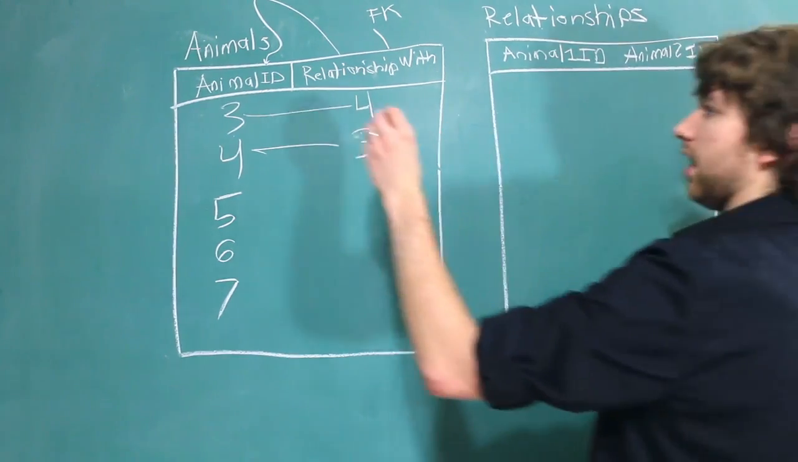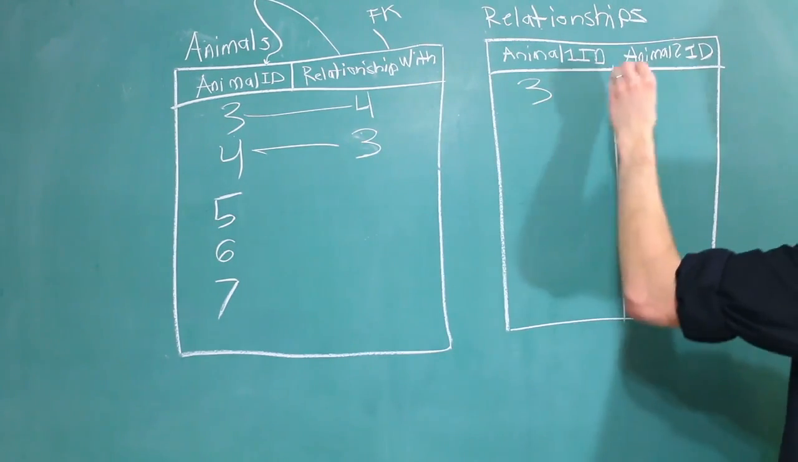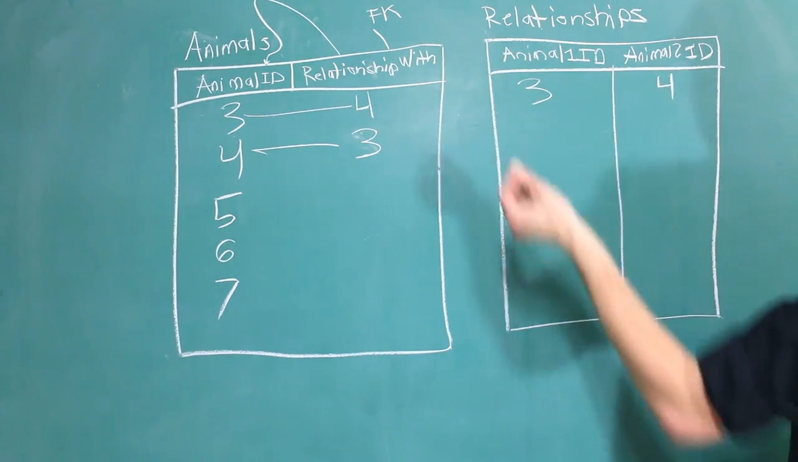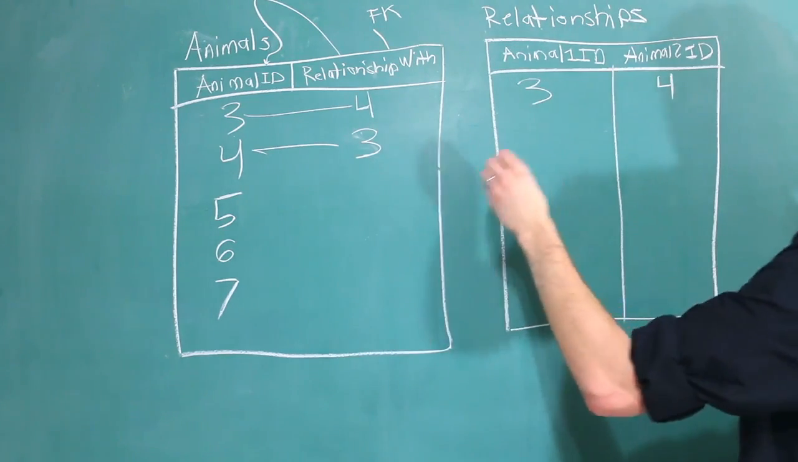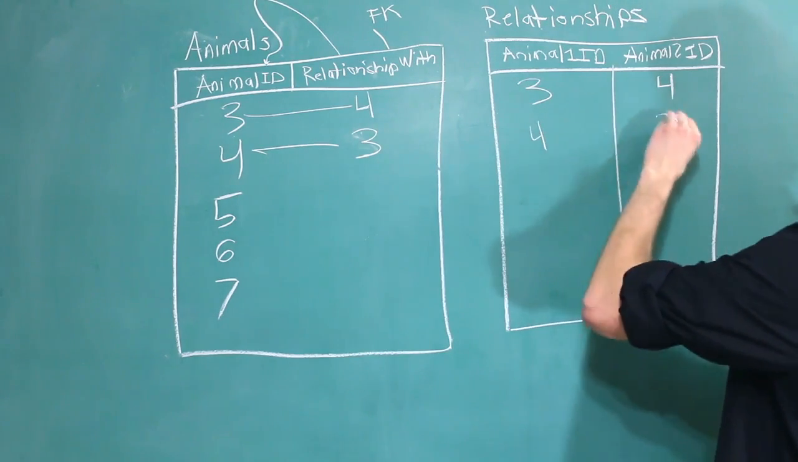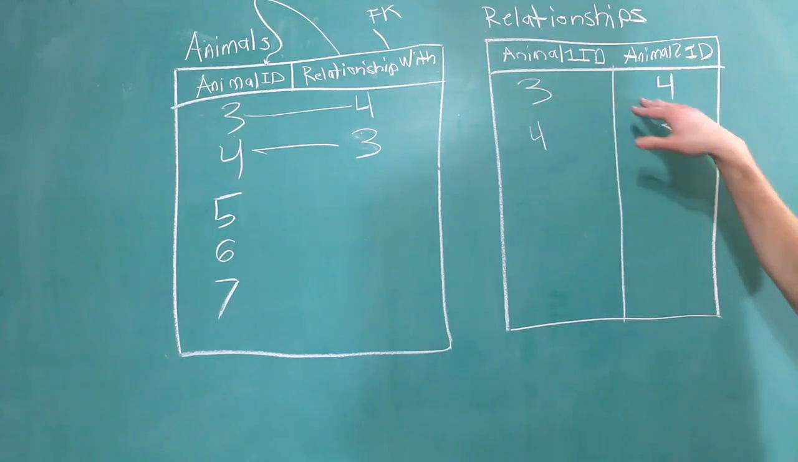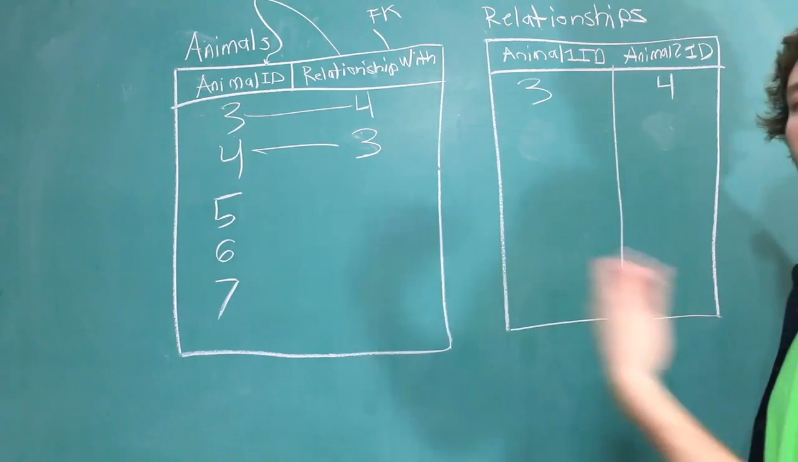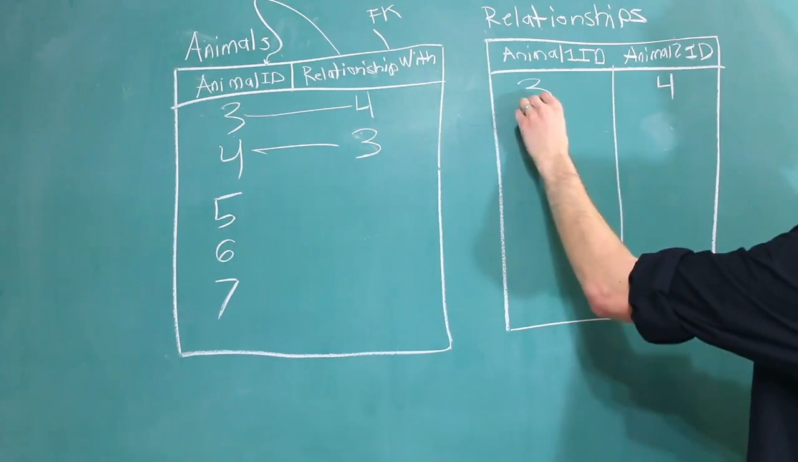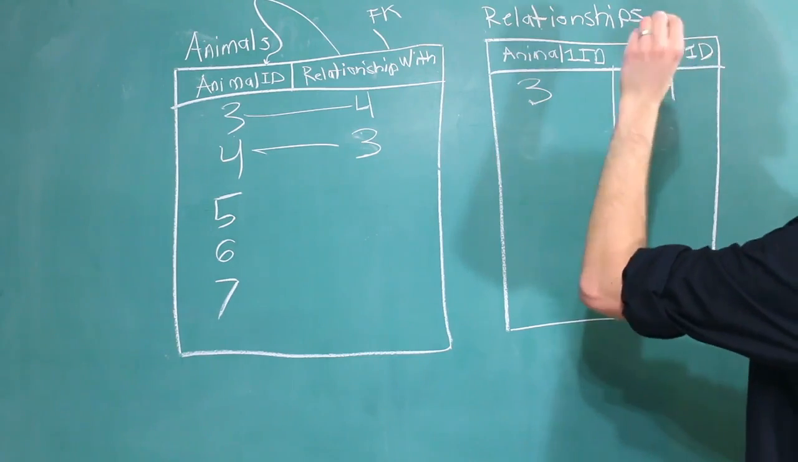So we could say the animal with the ID of 3 is in a relationship with the animal with the ID of 4. And now we don't have to go and put 4, 3. That's because that association is already made. So that means we have to assume that this is a back and forth relationship. So 3 is in a relationship with 4, and 4 is in a relationship with 3.